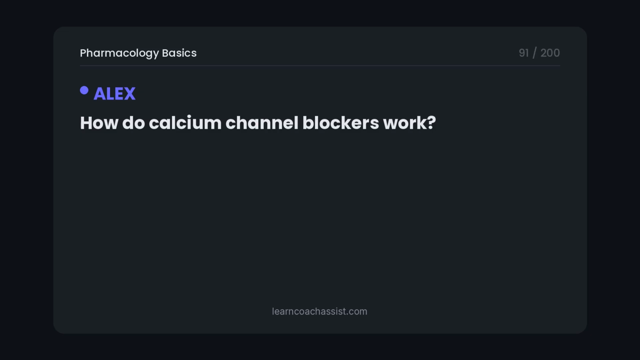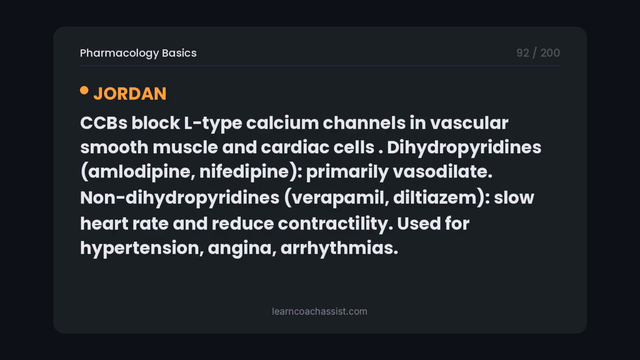How do calcium channel blockers work? CCBs block L-type calcium channels in vascular smooth muscle and cardiac cells. Dihydropyridines, amlodipine, nifedipine, primarily vasodilate. Non-dihydropyridines, verapamil, diltiazem, slow heart rate and reduce contractility. Used for hypertension, angina, arrhythmias.